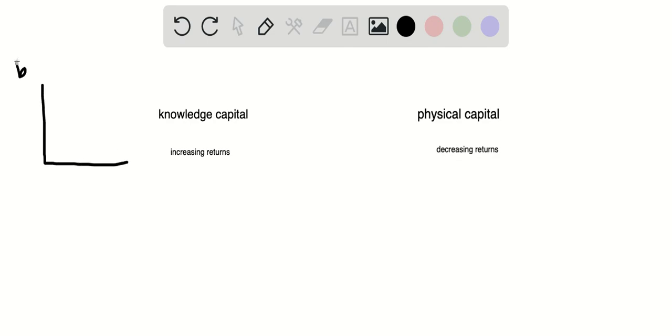So let's say that we have benefit of invention of knowledge capital on the y-axis, and then we have quantity of knowledge on the x-axis. So it's going to look like this. So let's say in the beginning, when we had our first invention, we had this much quantity and we got this much benefit. But now with the same increase in quantity, we get a whole lot more increase in benefit. So that's what increasing returns means.